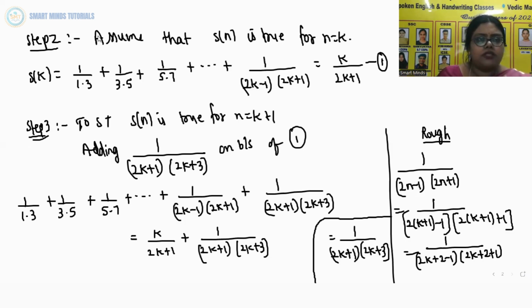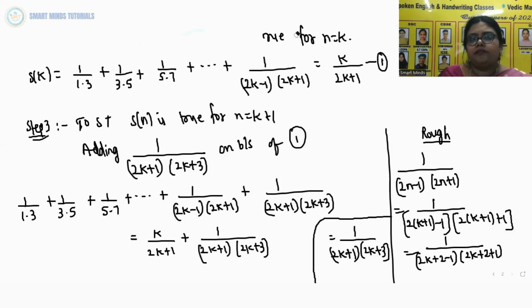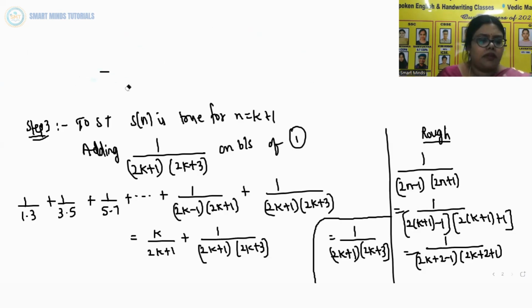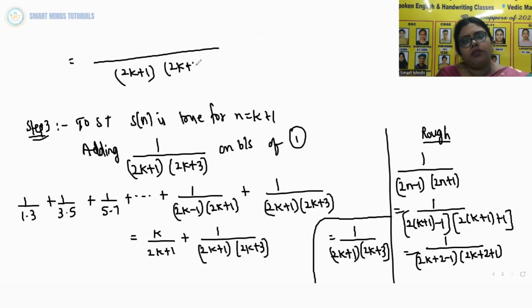Now we need to further simplify. So we need to take LCM here. Tell me how to take the LCM. So LCM is 2k plus 1 into 2k plus 3. Now in the first term denominator, you have 2k plus 1. You don't have 2k plus 3. So numerator multiply with 2k plus 3. So k into 2k plus 3. And in the second term denominator, you have both the terms. So we write the numerator as it is.